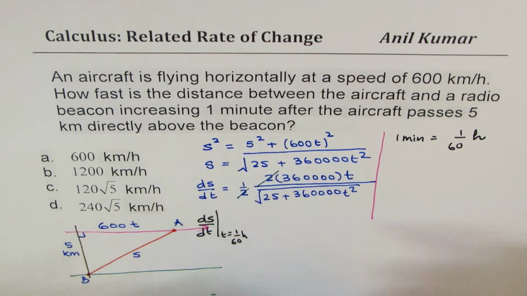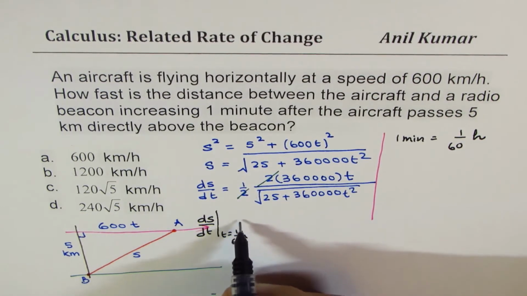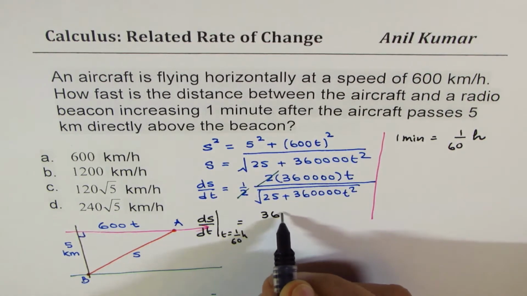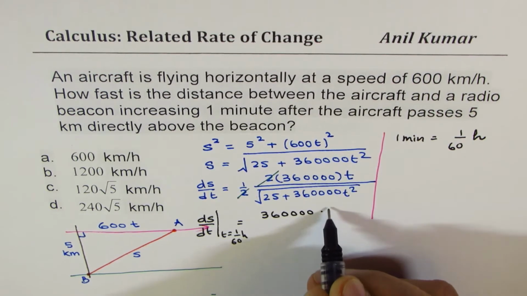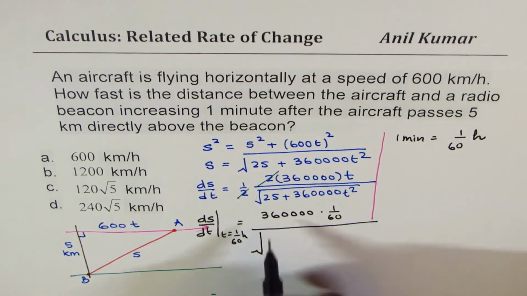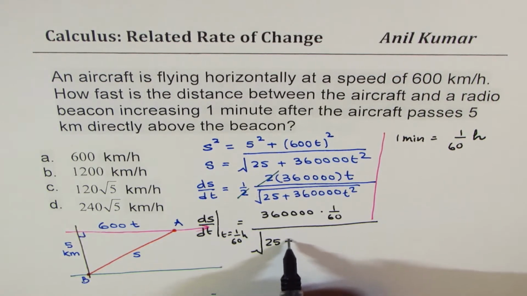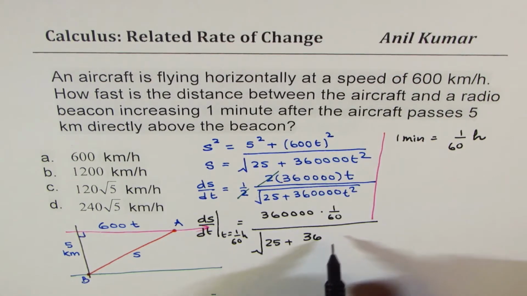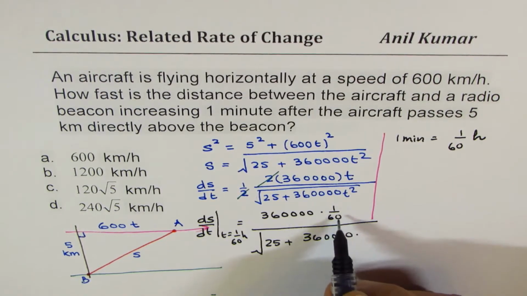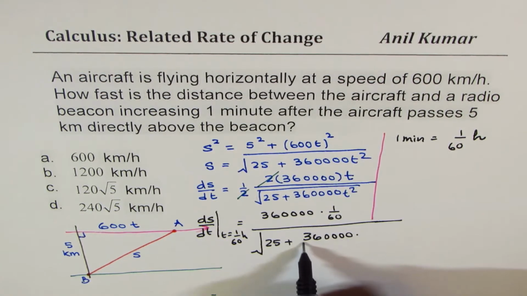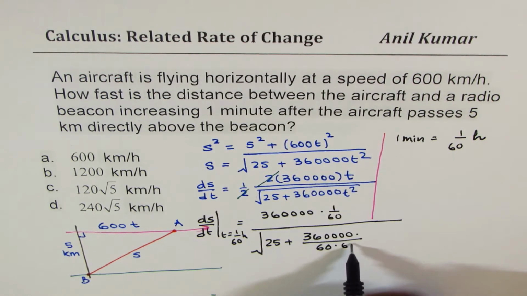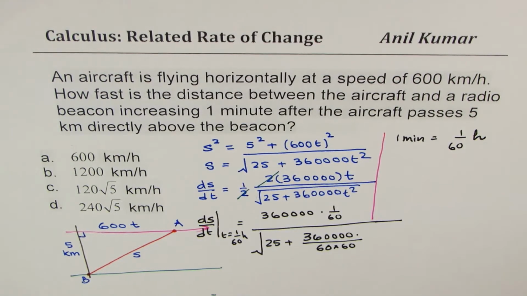We can simplify this a bit, cancelling 2. And now we can substitute 1 over 60 for time. So we get 36,0000 times 1 over 60, over square root of 25 plus 36,0000 times 1 over 60 squared, right? 60 squared means 60 times 60, okay. So that's what we get, right?